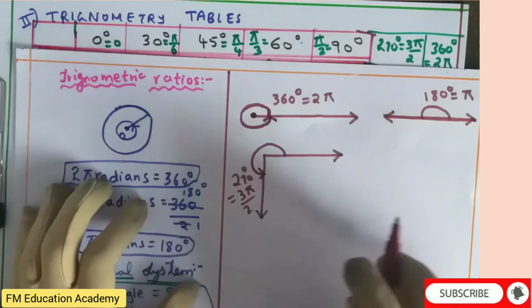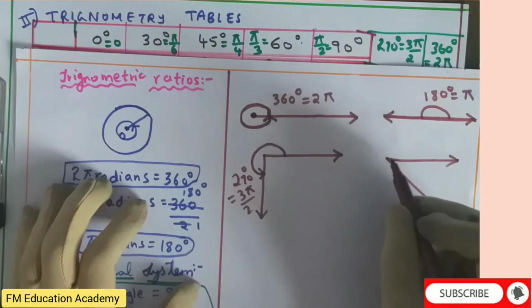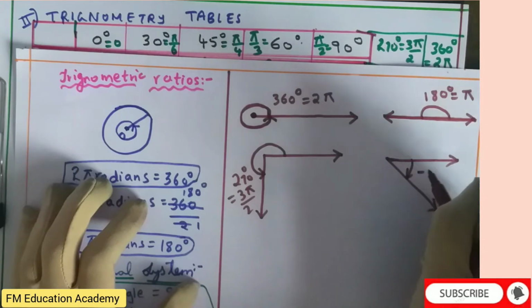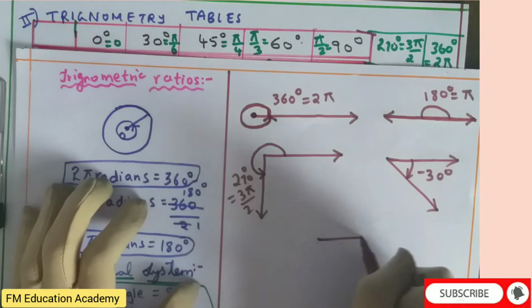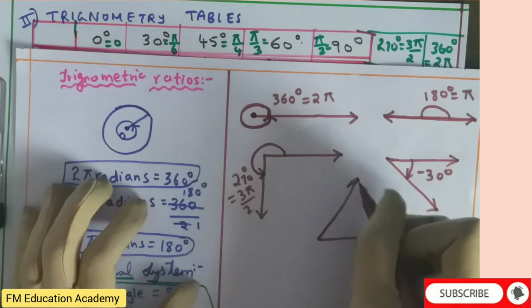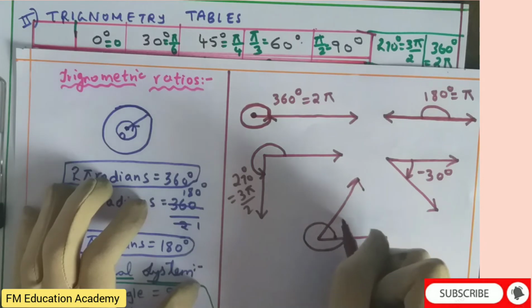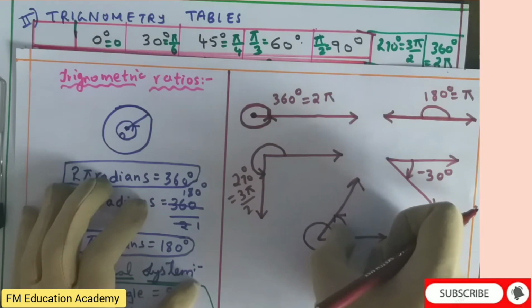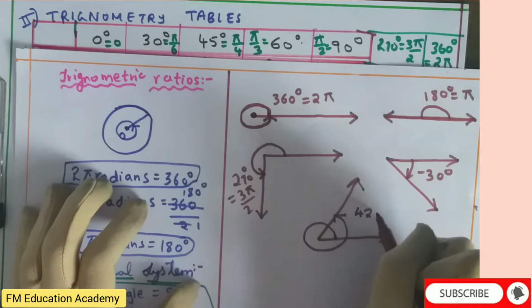Now, if you want to write minus 30, how to write minus 30? If you assume this is your x-axis, then below this much angle is your minus 30 degrees. Similarly, if you want to write 420 degrees, how to write 420 degrees? If you start from this point and come back to this point, this is equal to 420, because this is also included. From here to again coming to here, this whole is equal to 420 degrees.